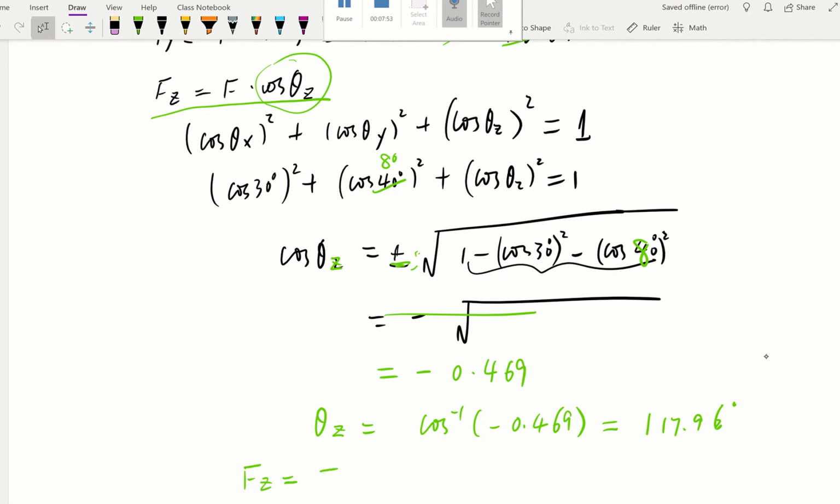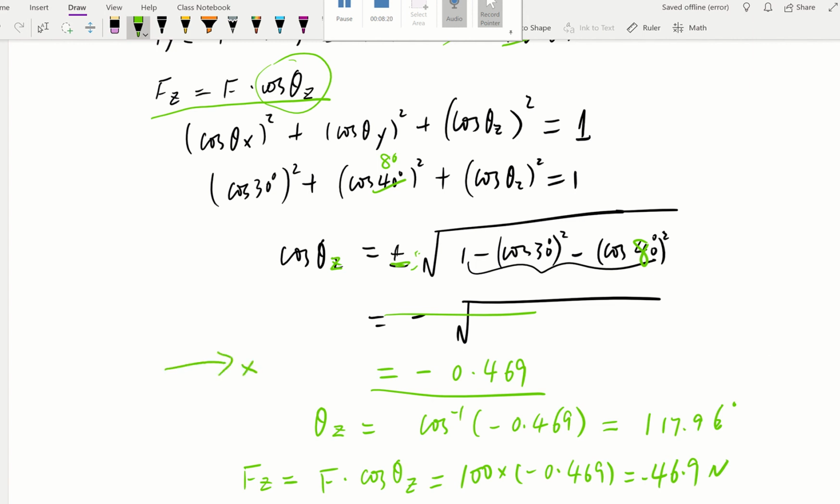So once we find the angle, we can go back to find our Fz. Fz using the equation is F times cosine theta z. And F is 100 Newton, and cosine theta z is this value, negative 0.469. That will give us the answer of negative 46.9 Newton. That means the z component is in the negative z-axis direction. So if you have x going right, y going up, and z going forward, this Fz is going to be going backward.